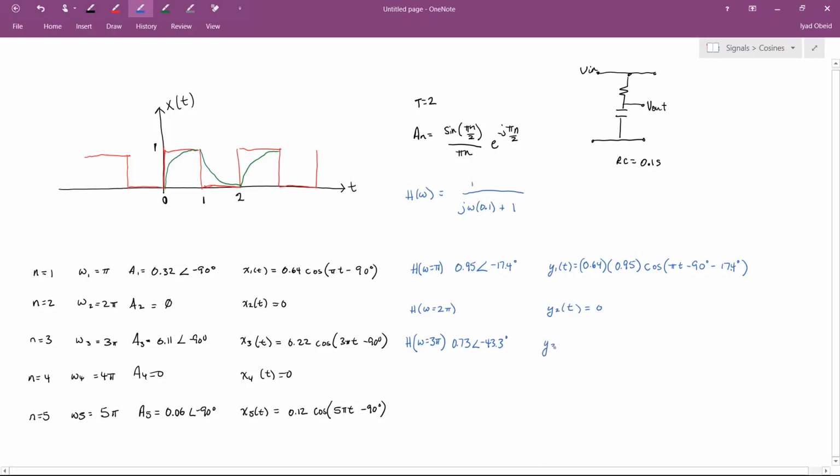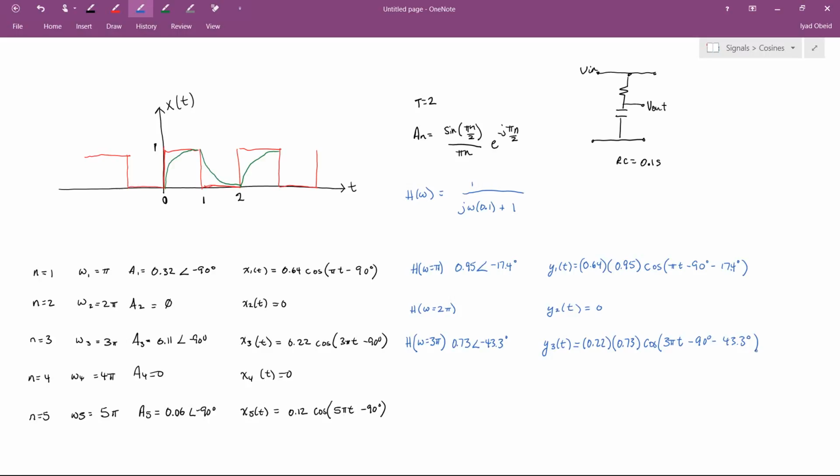Putting this together, the output signal y3 of t is going to be whatever the input signal was at that frequency, so that would have been 0.22, times its multiplier of 0.73. You can see this frequency got passed just a little bit less than the first harmonic. Cosine of 3 pi t, minus 90 degrees from the input, minus 43.3 degrees from the filter. Again, we're following this rule that when you have a cosine in, you get a cosine out. The only thing that happens is that you modify the magnitude and the phase shift according to the rules of your filter.